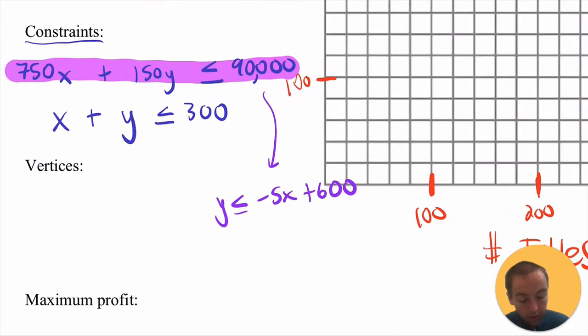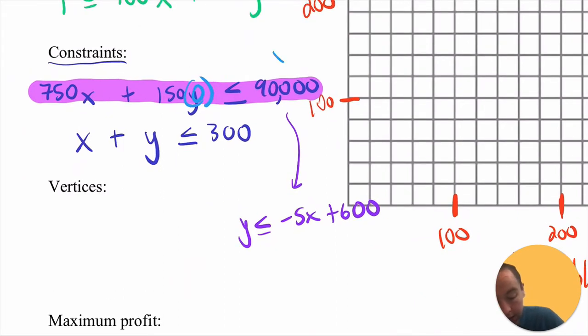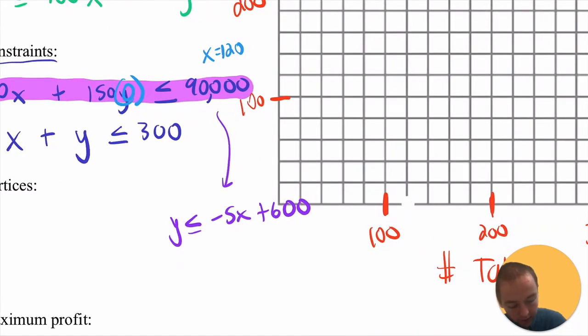So maybe let's try to find the x-intercept of this. If I want to find the x-intercept, that means that the y-coordinate would be 0. So if I plug in a 0 for y right there, and then solve for x, so divide by 750 on both sides, what we're going to end up getting is that x has to be equal to 120. So that means that 120, which is going to be right there, is going to be the actual x-intercept.